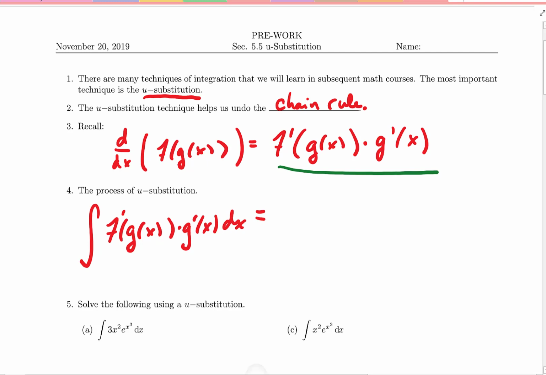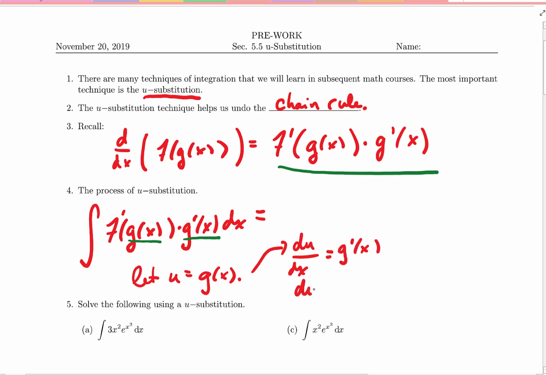What we're going to do is we're going to say, let's let U be the expression whose derivative also shows up. So here we've got g of x, and the derivative of g of x also shows up. So we're going to let U be g of x. A consequence of that is then that du dx would be equal to g prime of x, or another way to say that is du is equal to g prime of x dx.